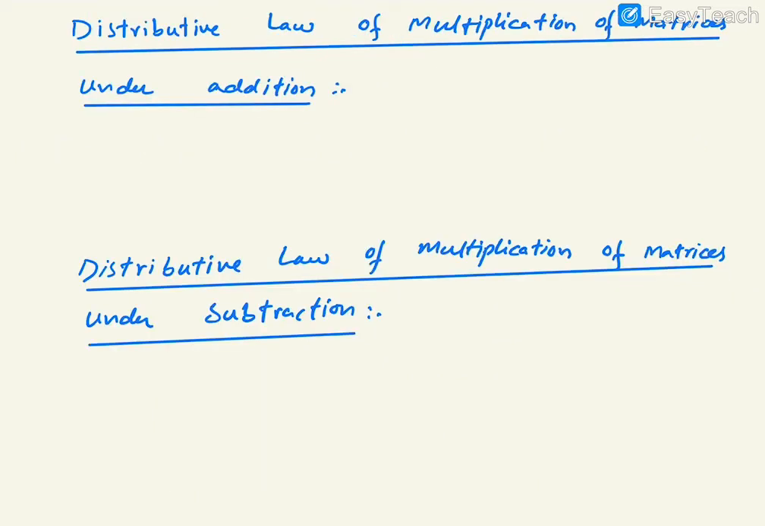Next is distributive law of multiplication of matrices under addition. It means if there are three matrices A, B and C, and all three are conformable for multiplication, then A into B plus C will be equal to AB plus AC.